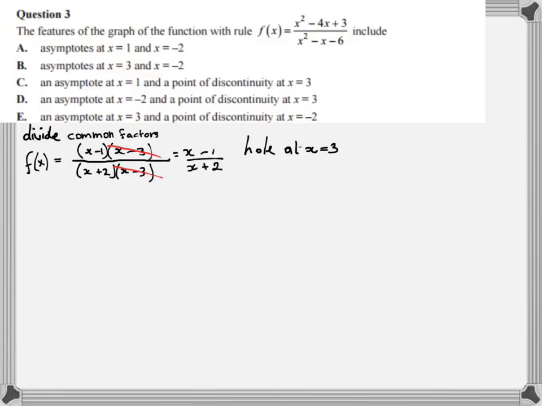Okay, so we found that feature. Now let's look at what we have left. There's our rational function in simplest form, and we can identify an asymptote when the denominator x plus 2 goes to 0. So that is when x is equal to negative 2. Okay, so put those two together: an asymptote at x equals negative 2, and a hole at x equals 3 gives you option D as the correct result.